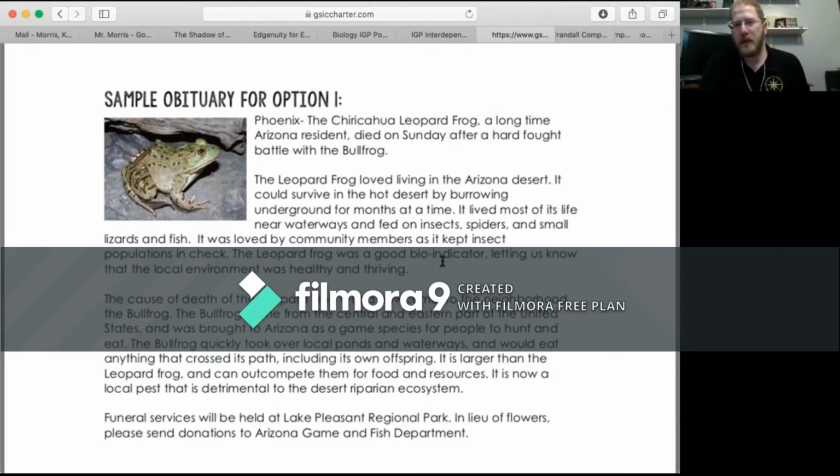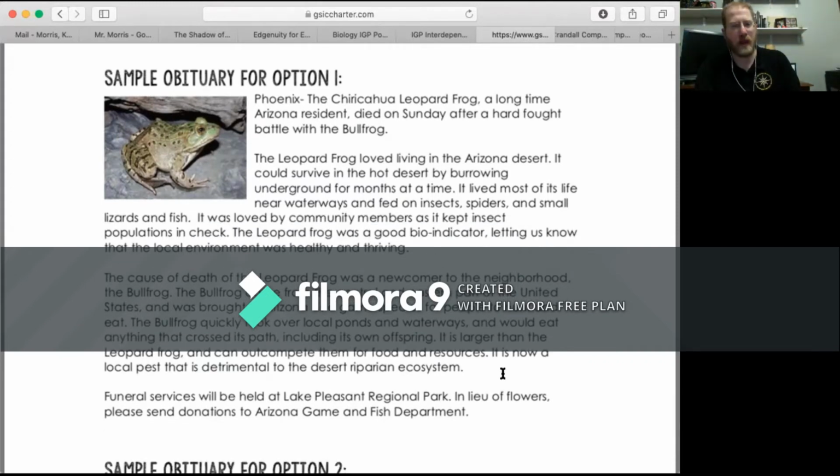It was loved by community members as it kept its insect populations in check. So there's a great example of what the frog was doing. The leopard frog was a good bioindicator, letting us know that the local environment was healthy and thriving. It is now a local pest that is detrimental to the desert riparian ecosystem. So in other words, expound on this. This is a great bare bones example, but give explanations, give examples. That's how you're going to make the full page paper. Give examples of how it is actually a local pest and how it is detrimental.